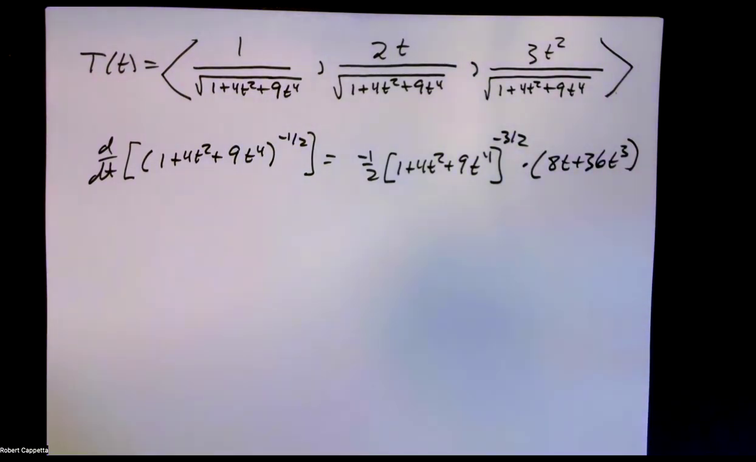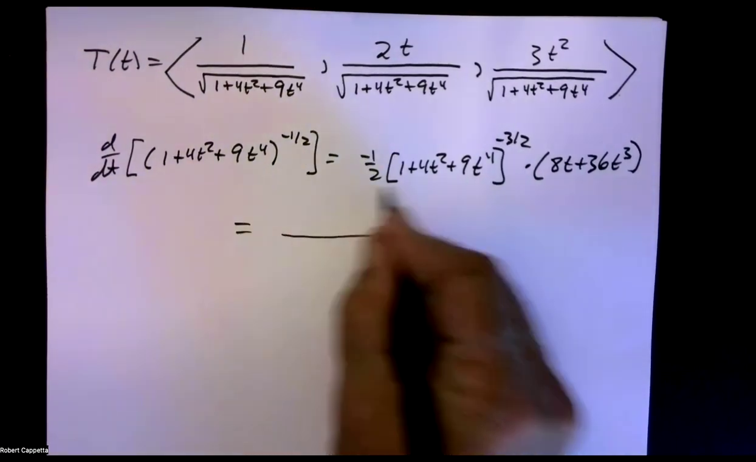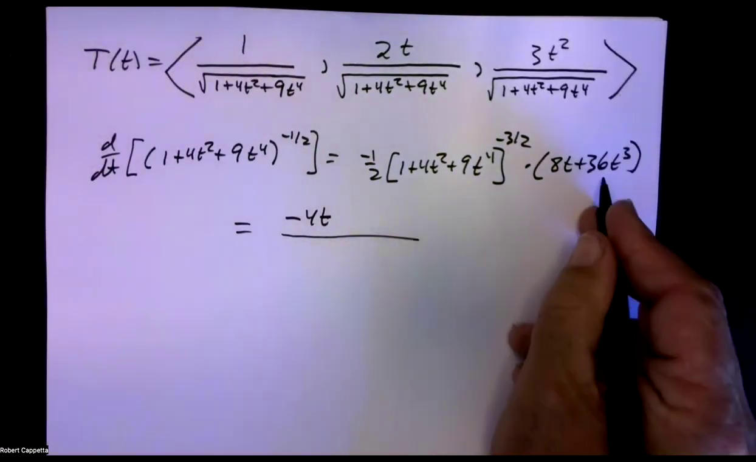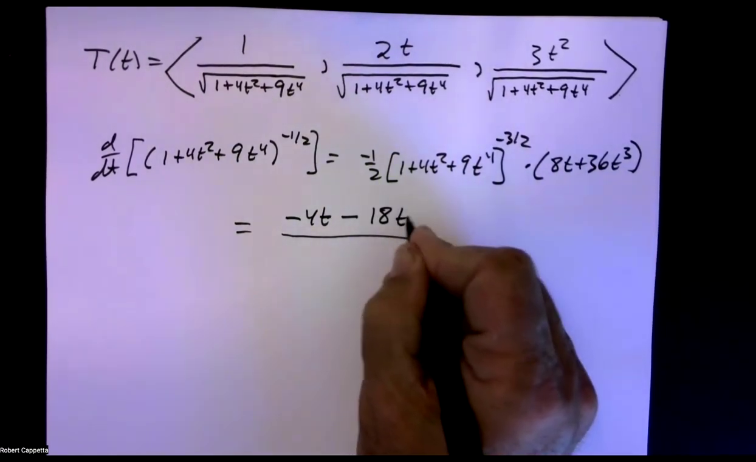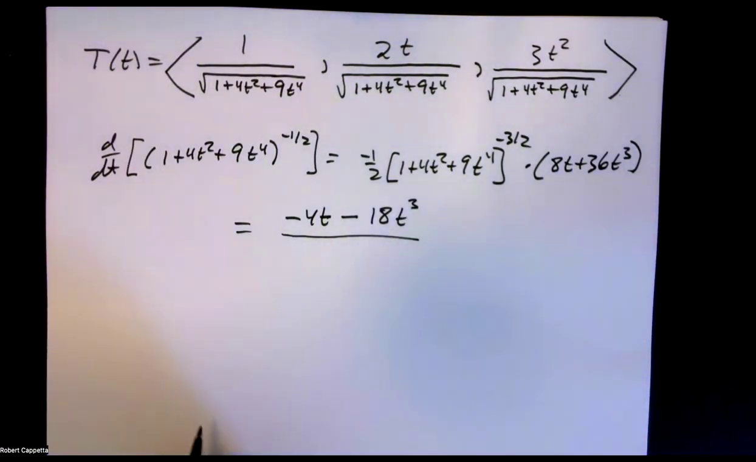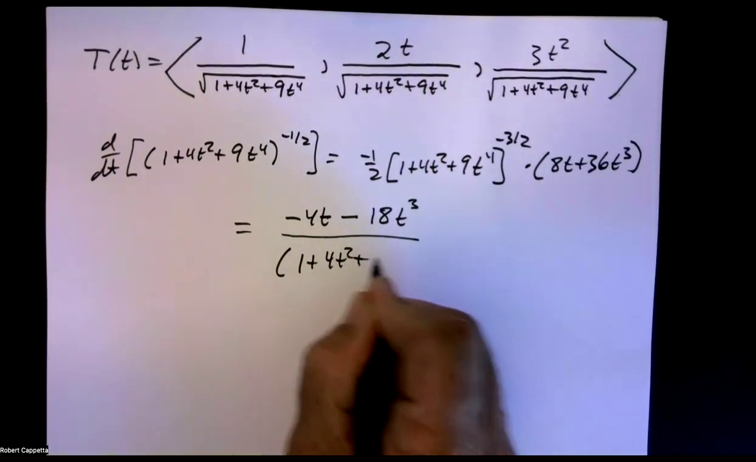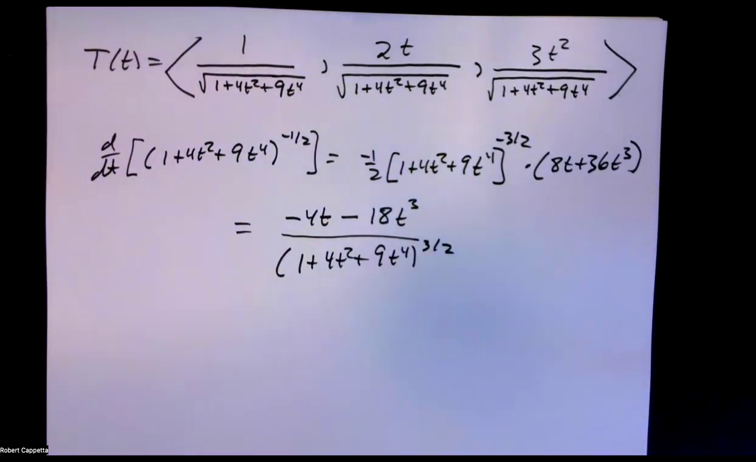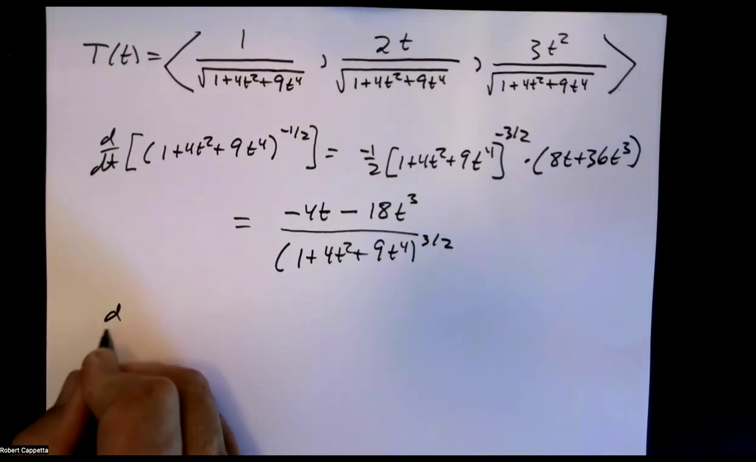Let's try to clean this up if we can. What do I have upstairs? Negative 1/2 of 4t is negative 4t. Negative 1/2 of 36, negative 18t cubed, over that whole thing, 1 plus 4t squared plus 9t to the fourth, to the 3/2 power. So that wasn't so bad, but then the next two are going to be worse because they're going to require us to use the quotient rule. So let's at least write it down.